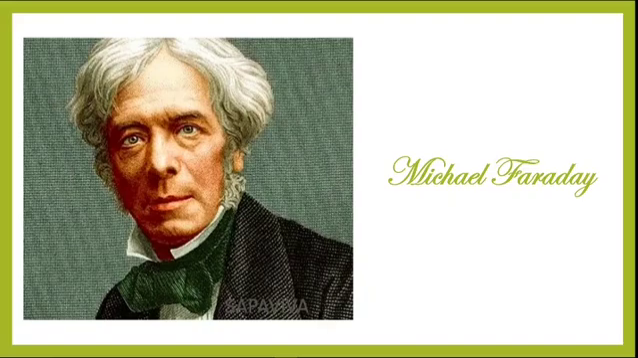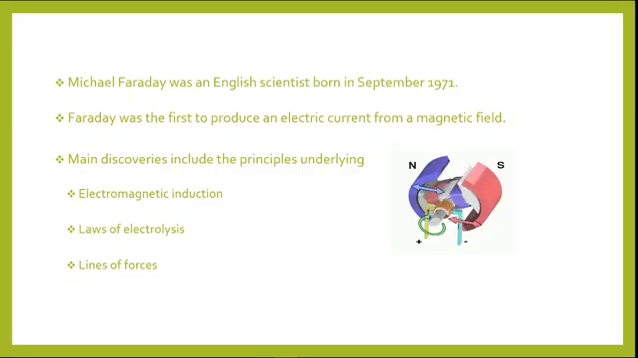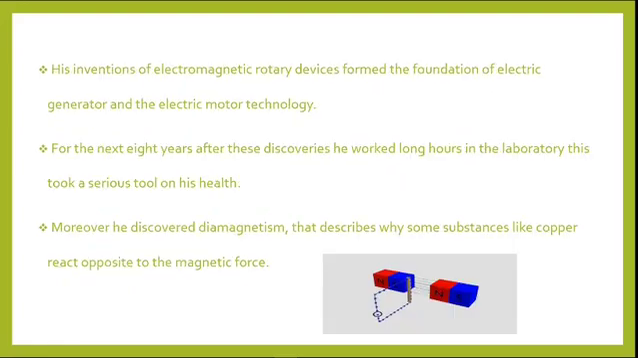Michael Faraday was an English scientist born in September 1791. Faraday was the first ever scientist to produce an electric current from a magnetic field. The main discoveries which he gave to the world are the following: electromagnetic induction, laws of electrolysis, lines of force. His inventions of electromagnetic rotary devices formed the foundation of the electric generator and electric motor, which till now we still use.